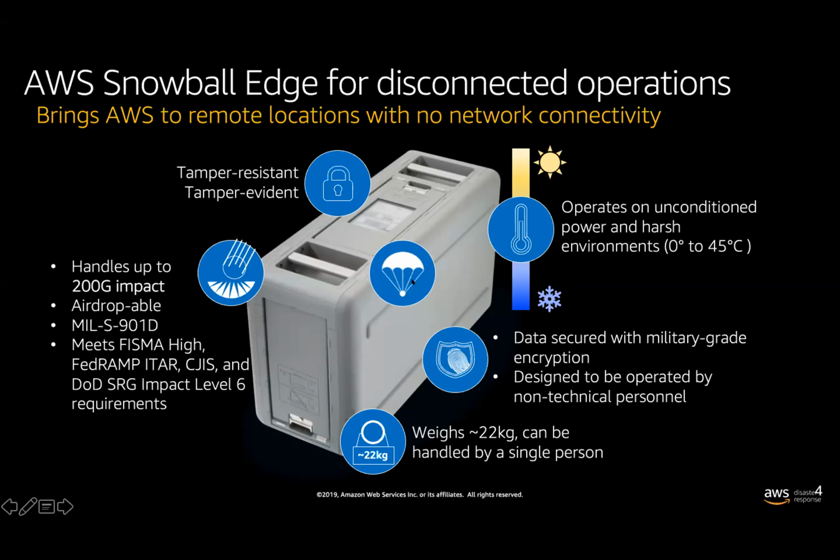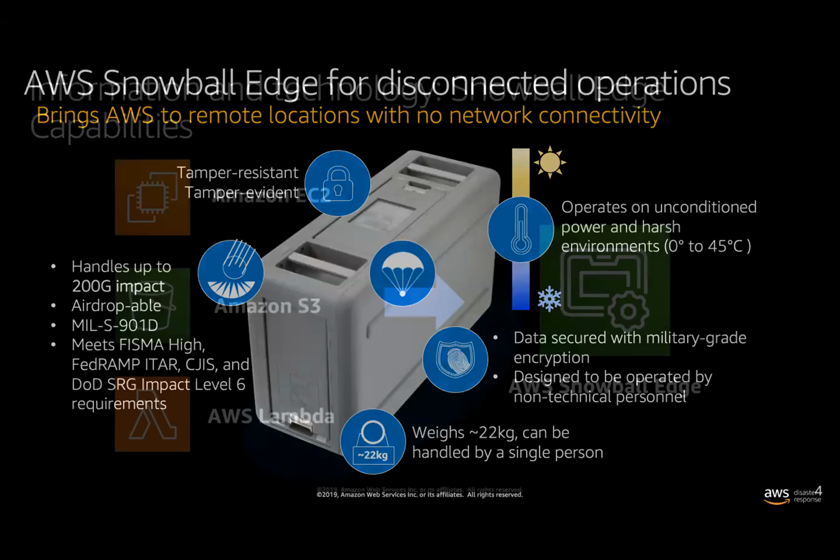There are several different flavors of this device. Some are just optimized for storage, as we saw with the example in Hawaii, and some are optimized for compute and processing and things like machine learning at the edge. And some of the compute optimized devices also have a GPU on board and can provide even more compute power. The device is tamper resistant, and everything that is stored on it is encrypted with 256-bit AES encryption. It weighs about 22 kilograms or 50 pounds, and generally is shipped here in the United States via UPS, and can actually be baggage checked on an airplane.